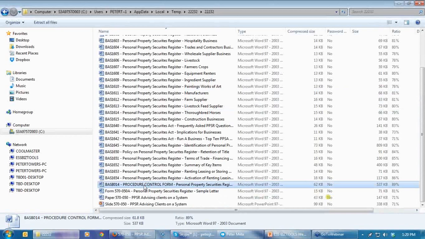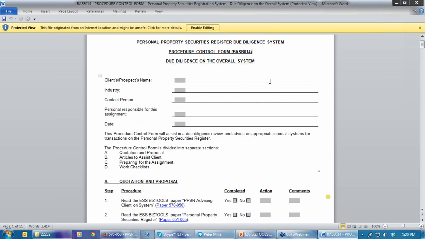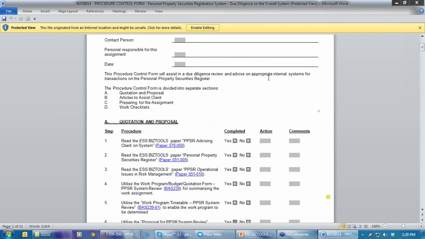I've gone to the procedure control form. Each of our product modules has a procedure control form. All of the ESS BIZTOOLS material is produced with these double lines. Above that is space for our accountant subscriber to include their logo, your name, address, etc. So this is a form which you download into your hard drive to utilize for your client.